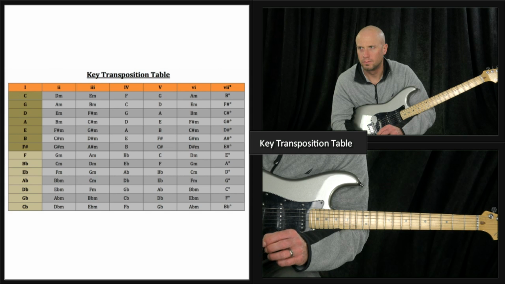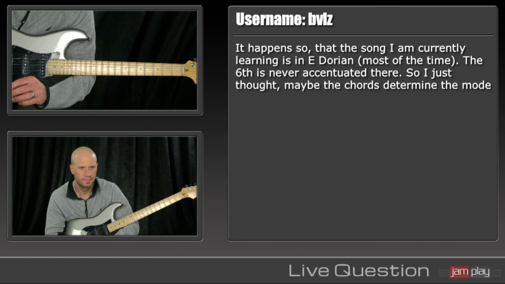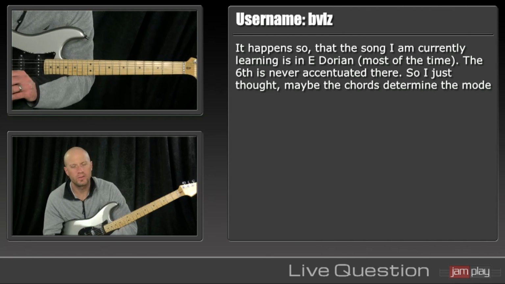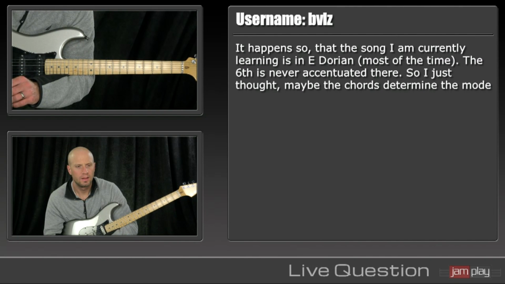Okay, and this is a kind of a statement / question from VVLZ. It happens so that the song I'm currently learning is in E Dorian most of the time. The 6th is never accentuated there, so I just thought maybe the chords determine the mode? Absolutely, the chords determine the mode. And you might hear the 6th in the melody, maybe. Maybe they aren't accentuating the 6th, the natural 6th, so much.